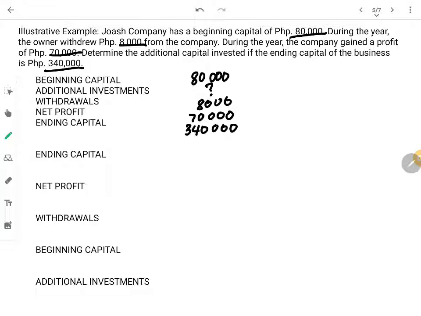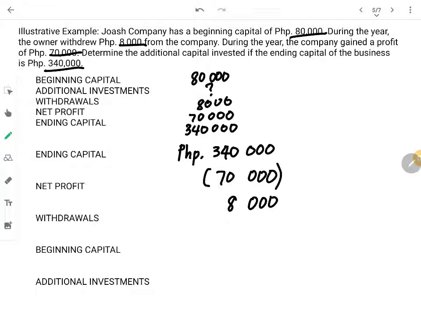So, try nating i-compute yung additional investment using reverse equation. So, reverse na naman natin. So, unahin natin yung 340,000 na ending capital. So, pag reverse, pag net profit, pag normal siya, i-plus. Pero pag reverse, ima-minus natin. So, yung net profit na 70,000, ima-minus natin. And then withdrawals, pag normal siya, i-plus natin. Pag reverse equation, i-plus natin. So, that is 8,000 plus 8,000.